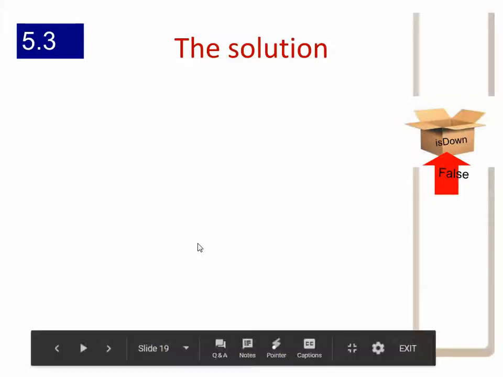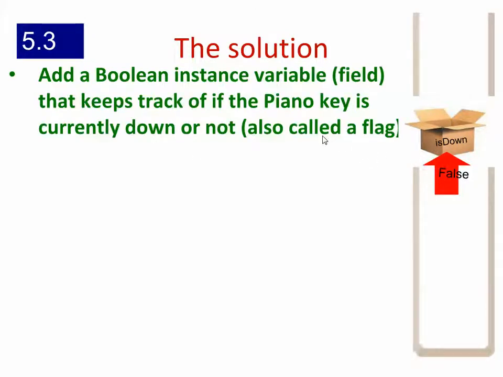Okay, so here's a solution that we're going to try to execute in a little bit. We're going to create a Boolean instance variable that keeps track if the key is currently down or not. So it's called a flag because it tells us, hey, it's already down. So you can use that information like, hey, is the key already down? Yes or no. We can use that information to make a decision whether we want to play the sound.